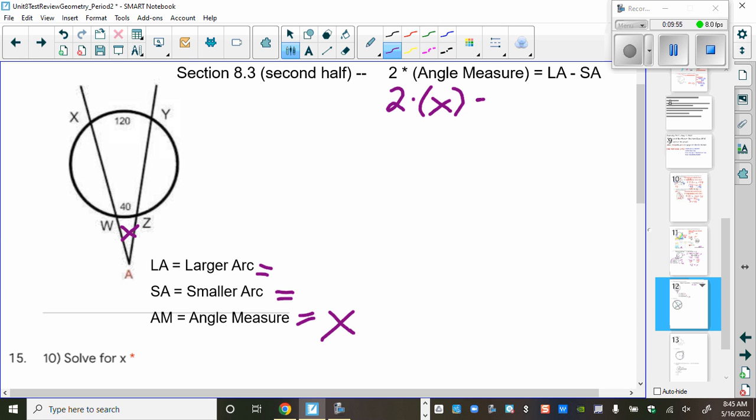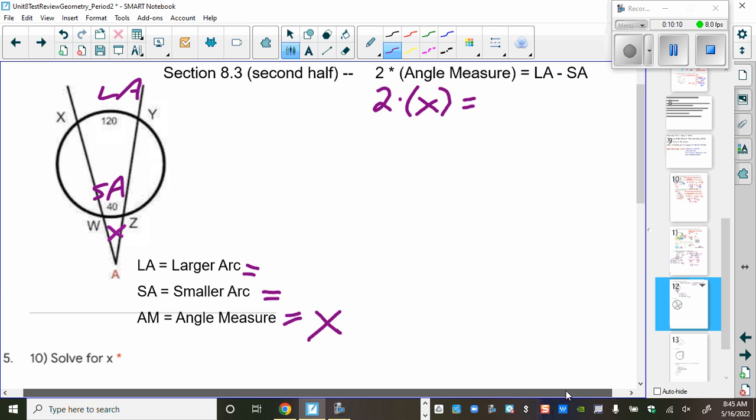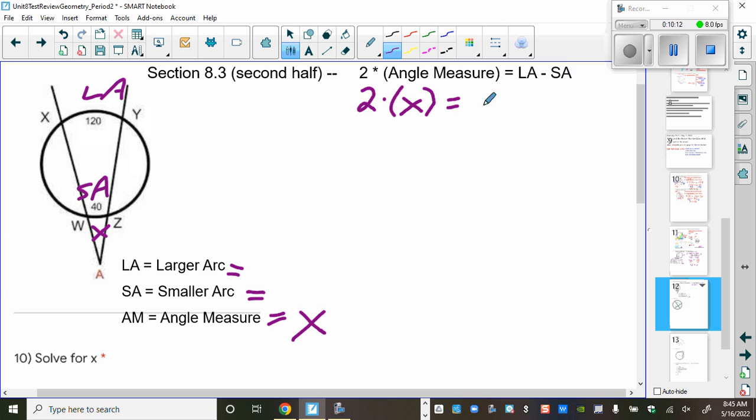We do have a larger and a smaller arc. What's our larger arc? Larger arc is 120, smaller arc 40. That's what we have here. It's going to be 120 minus 40.